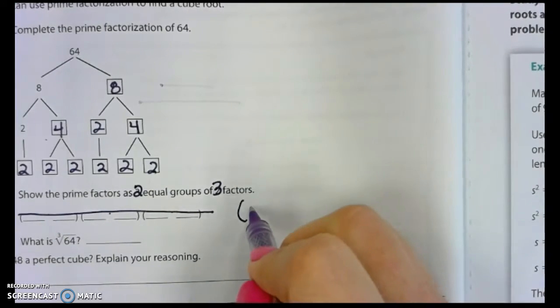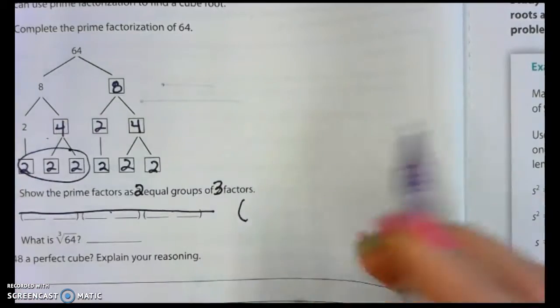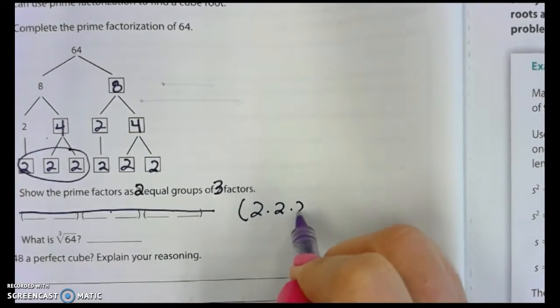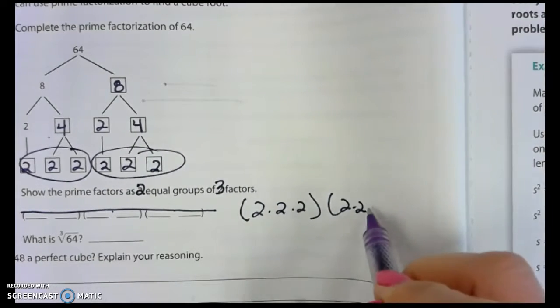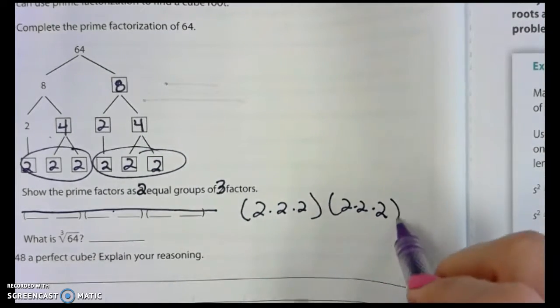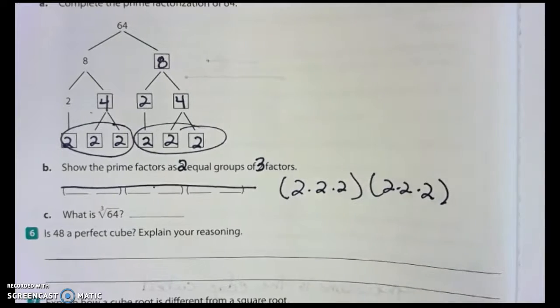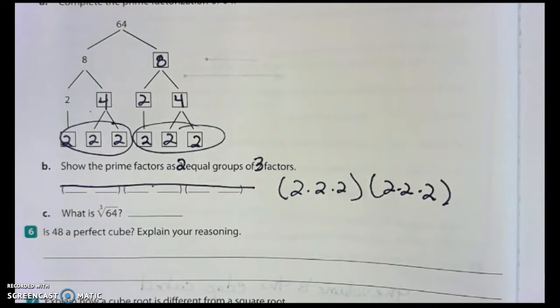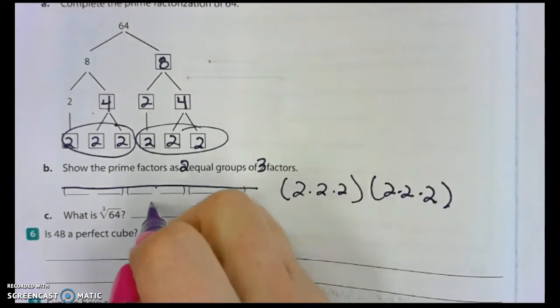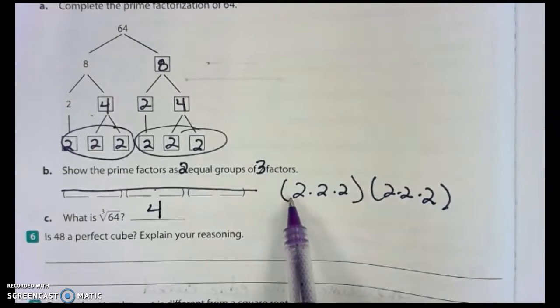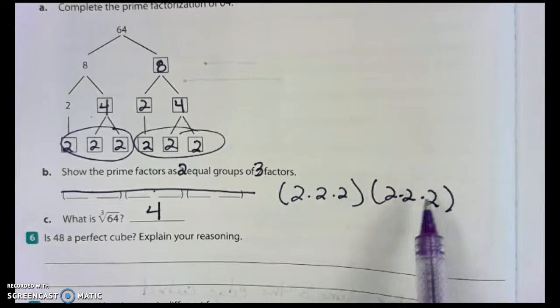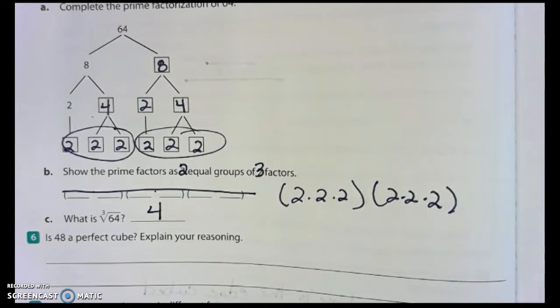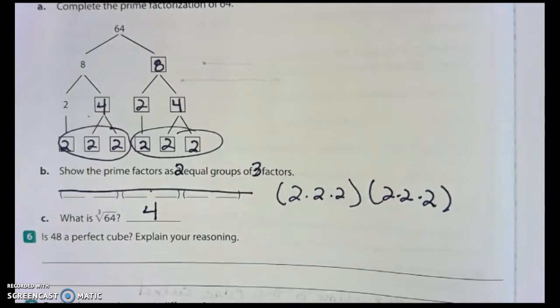Okay, it should be 1 group, 2 times 2 times 2, and then a second group of 2 times 2 times 2. Okay, they wrote that backwards because the cube root of 64 is 4. 1 2 to represent this group, a second 2 to represent this group, and 2 times 2 makes 4. Okay, they just had it backwards. It's not a big deal.